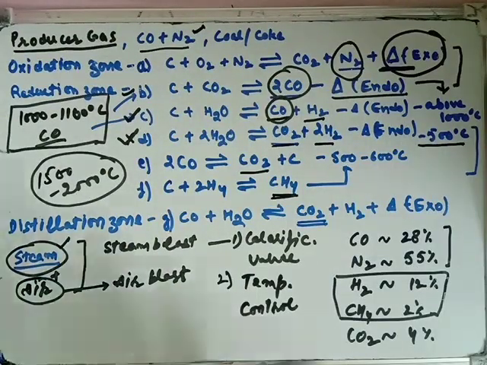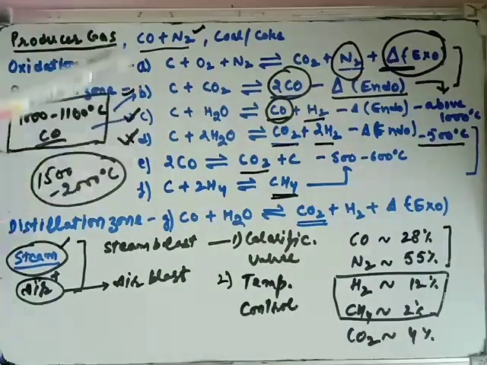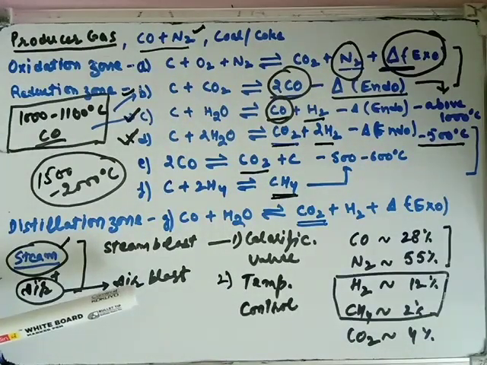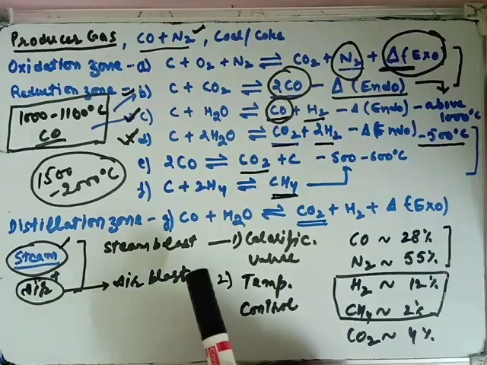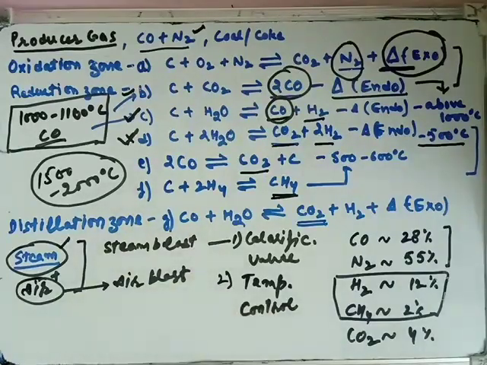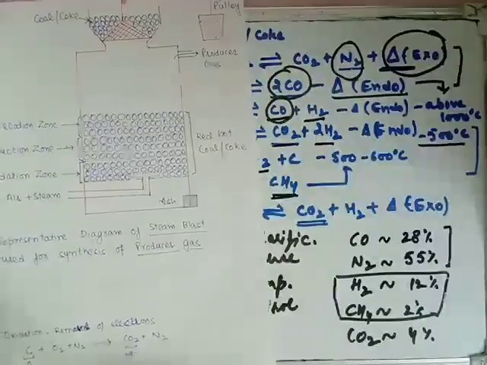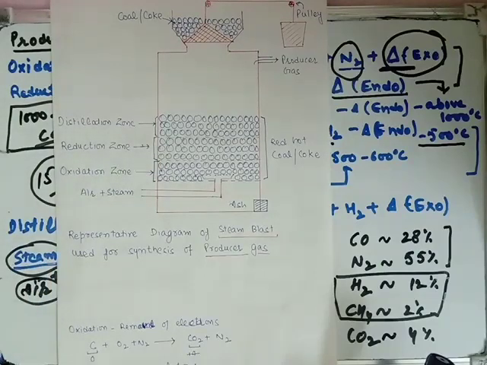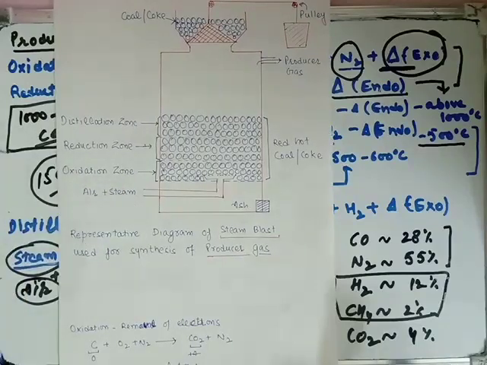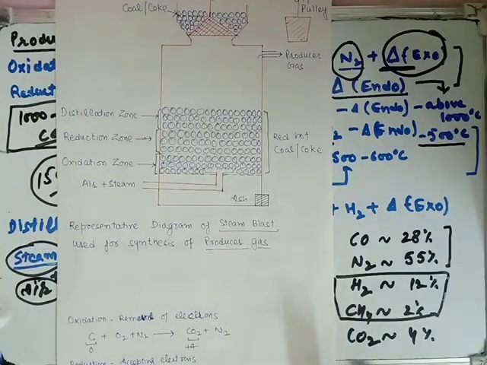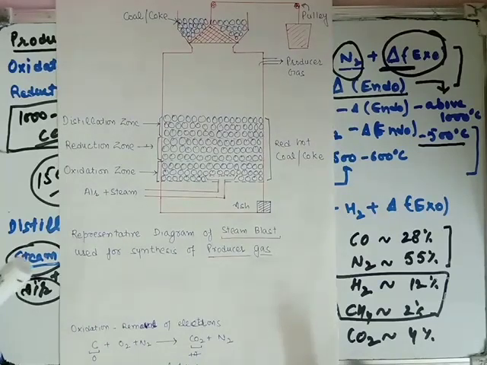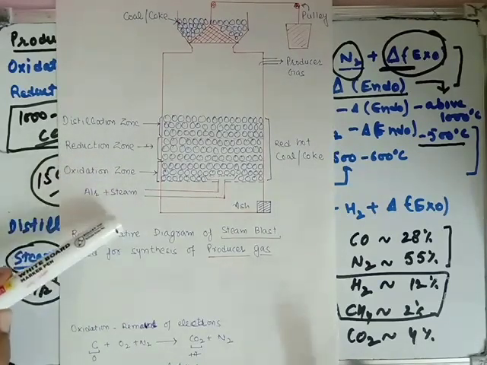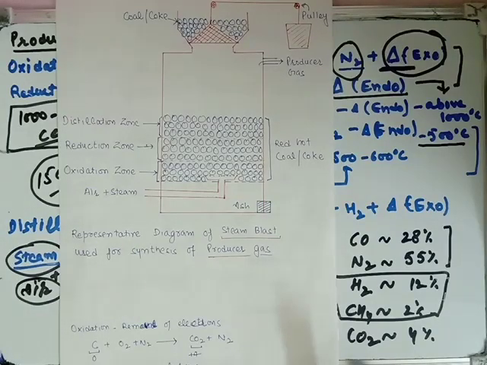So ultimately we came to know these reactions happen during the synthesis of producer gas, and the producer gas can be produced in two ways: by using steam blast or by using air blast. In the steam blast, we add air and steam along with coal and coke, but in the air blast we add only air along with coal and coke. No steam is added, right? But the quality and calorific value of producer gas obtained from the steam blast is much better than that obtained from the air blast.